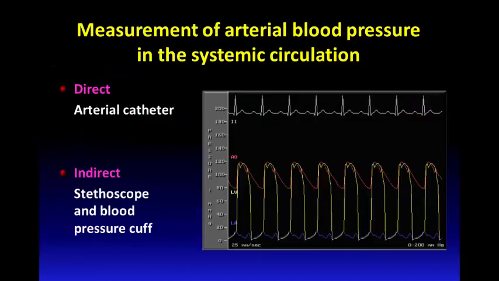How do we measure the arterial blood pressure in the systemic circulation and in the pulmonary circulation? In the systemic circulation, arterial blood pressure can be measured directly by introducing a catheter into a systemic artery, for example the femoral artery, and we can move this catheter up to the aorta if we like. So this is a direct measurement, and the catheter is connected to a manometer which measures the pressure.